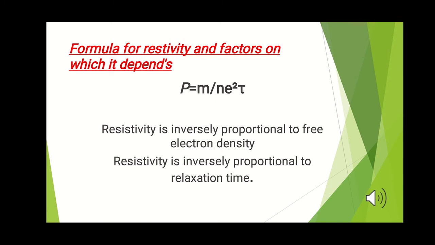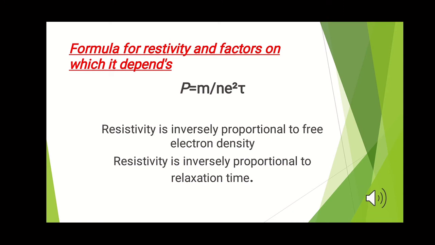There is almost no change in the number density of electrons in the case of metals and alloys, but due to the increase of collisions, the relaxation time decreases. And in the formula, the relaxation time is in the denominator. So the resistivity of metals and alloys increases with the rise of temperature.